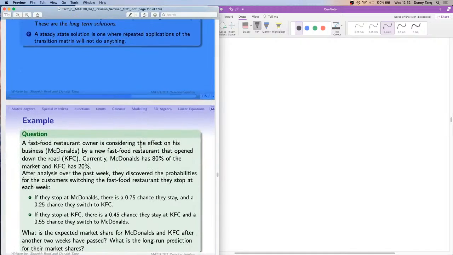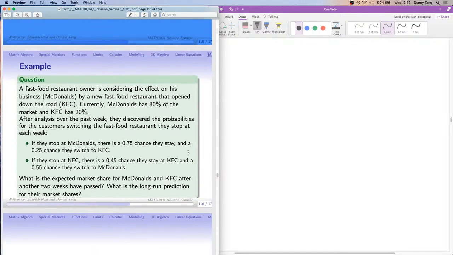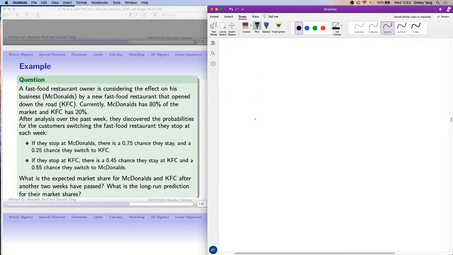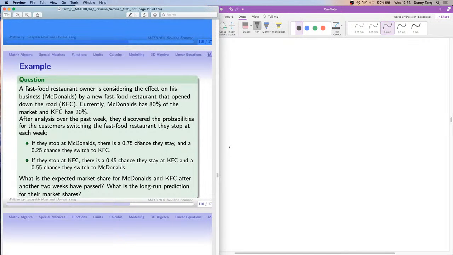Okay. So here's an example. A fast food restaurant owner is considering the effect on his business, McDonald's, by a new fast food restaurant that opened down the road, KFC. Currently, McDonald's has 80% of the market, and KFC has 20%. After analysis over the past week, they discovered the probabilities for customers switching the fast food restaurant they stop at each week. So basically, every single week, depending on which one they stop at, there's a chance they stay or they switch.